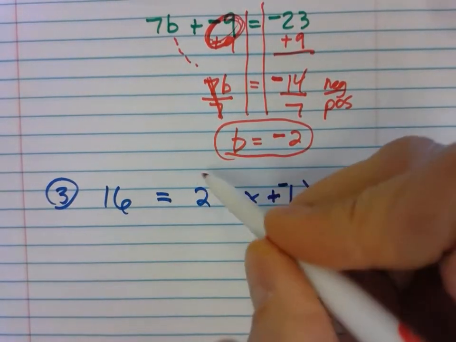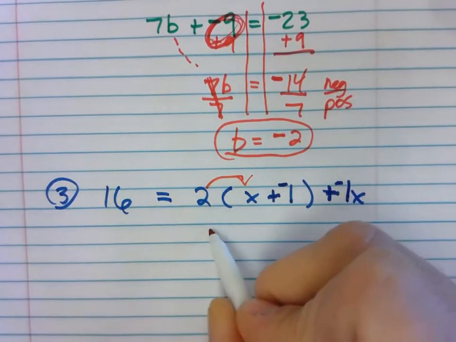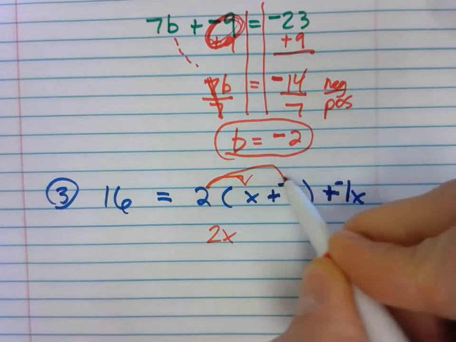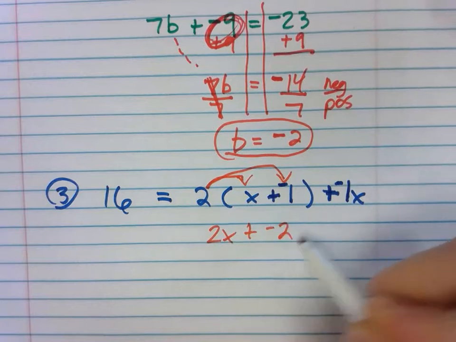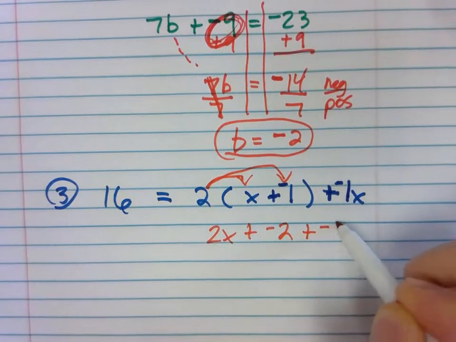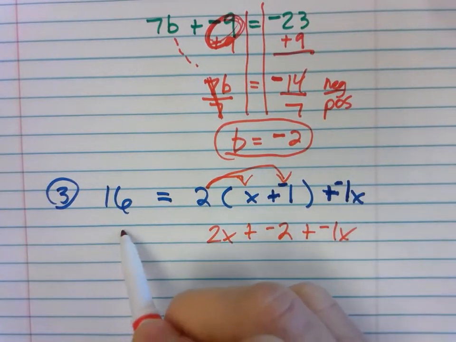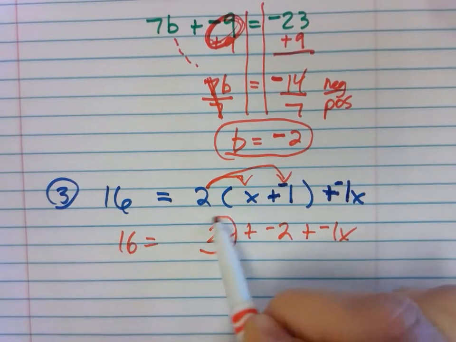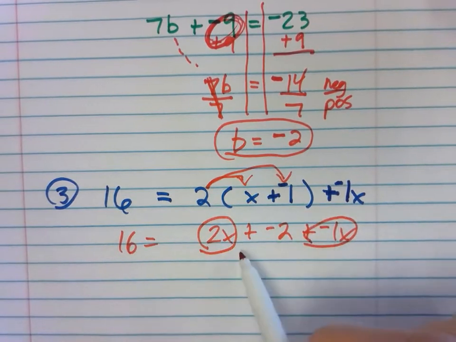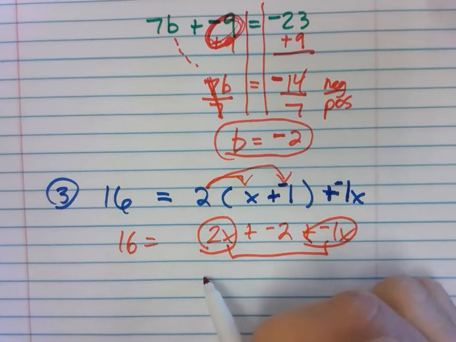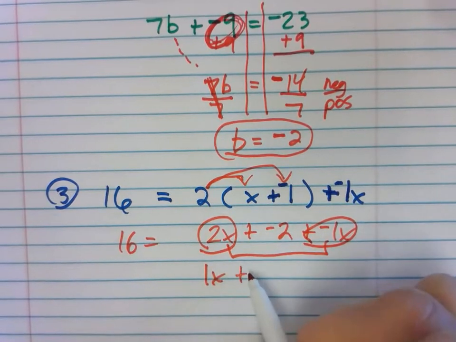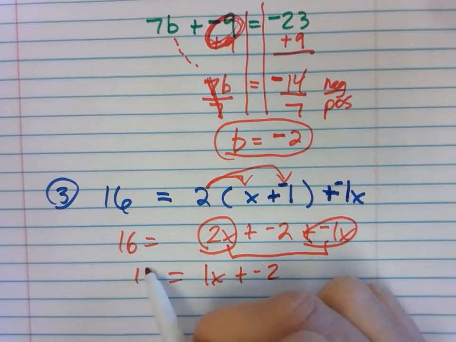You ready? 2 times x is 2x. 2 times negative 1 is negative 2. And then I'm just going to copy down the plus negative 1x I just did from right there. Let's put the 2x plus the negative 1x. I'm going to combine them together. That only leaves me with 1x, plus negative 2 equals 16.